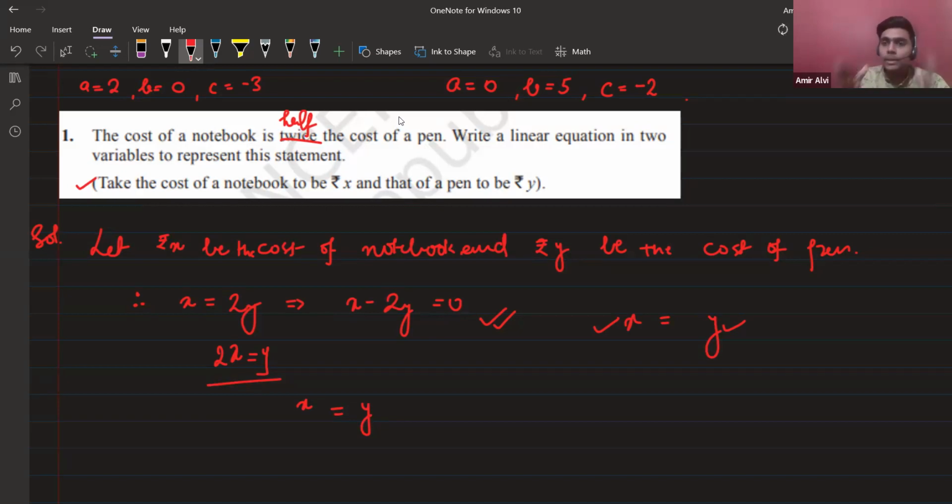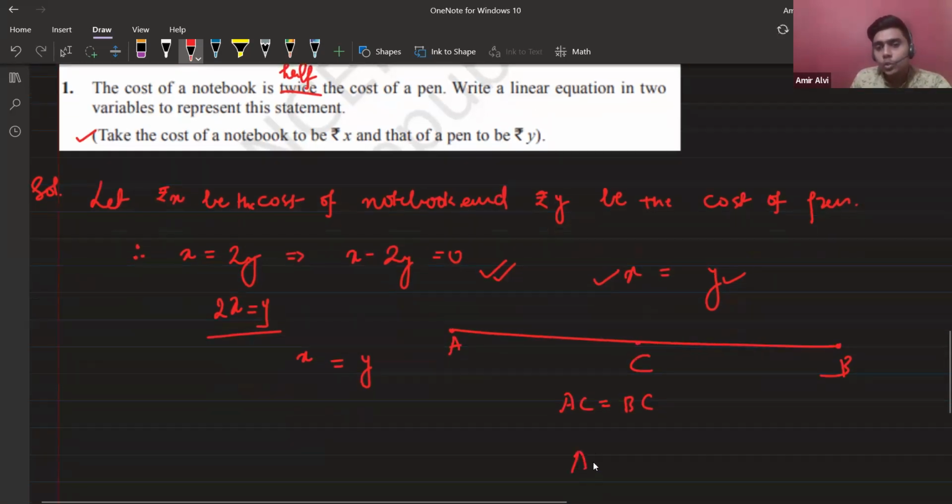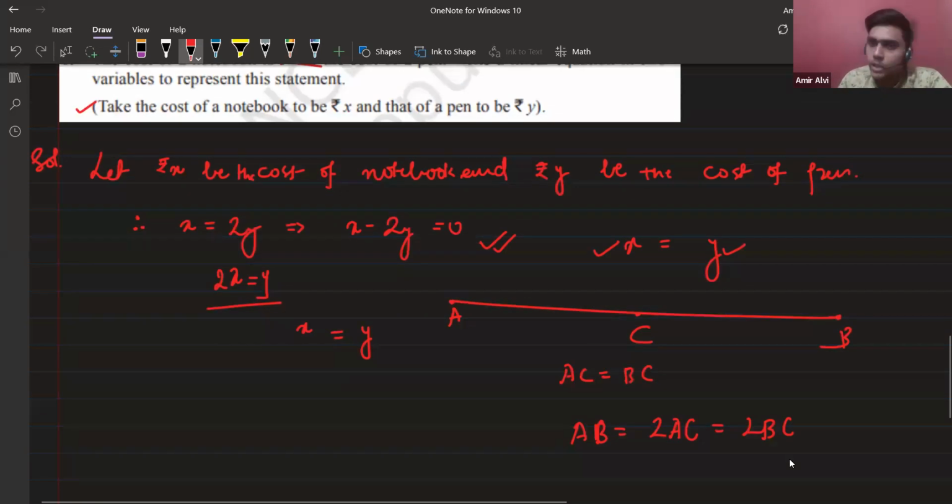If we have to divide something into equal parts, which number do we have to divide by? 2. If we have to divide a line into 2 equal parts, Simrat, suppose a line AB, this is point A, this is point B, and this is point C. So can I write both are equal, AC equals BC? So I can write AB equals 2AC, or 2BC. Yes or no, Simrat? Yes.